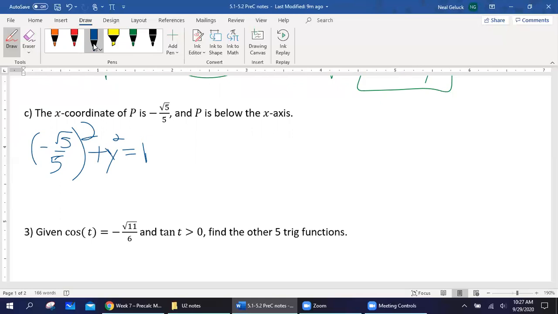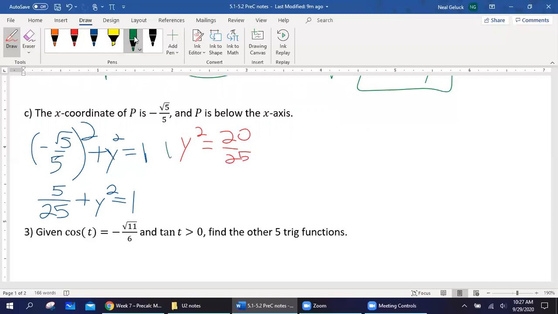So root 5 squared is 5. So 5 over 25. So when I subtract over the 5 over 25, I'd end up with y squared equals 20 over 25. I would take the square root. And again, this time, since P is below the x-axis, that tells me that my y is going to be negative. Root 20, you can factor tree that down into 2 root 5. Square root of 25 is 5, and there we go.